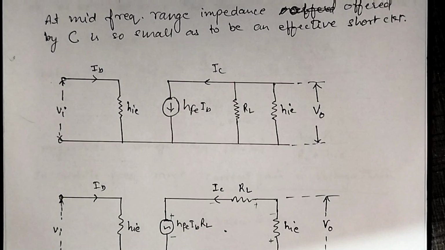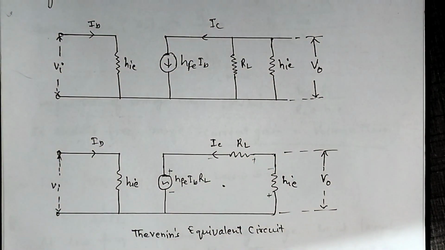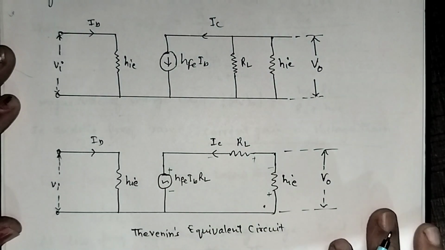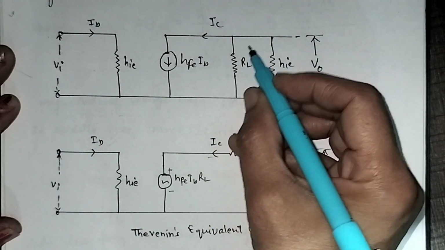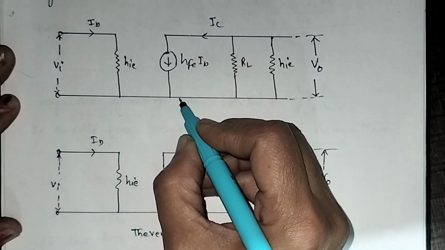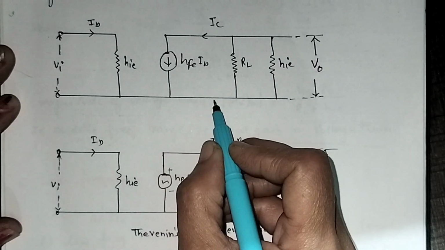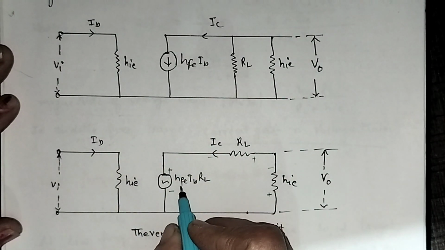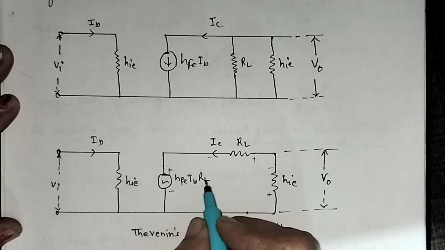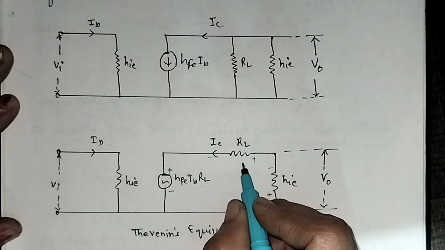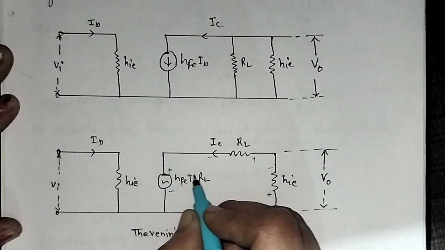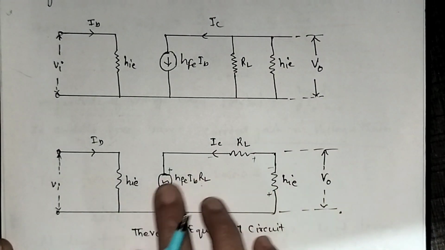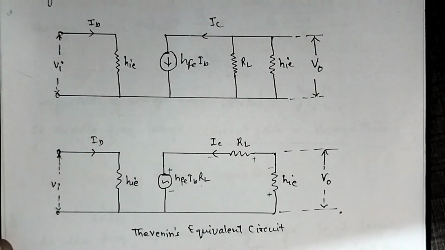Now we will reduce and simplify the circuit by transforming the current source into a voltage source. As this resistor is parallel with this current source, we can convert this current source into a voltage source. So the voltage source will be hfe IB into RL, and this resistor is placed in series with this voltage source. Now we will use this circuit for analysis purposes.